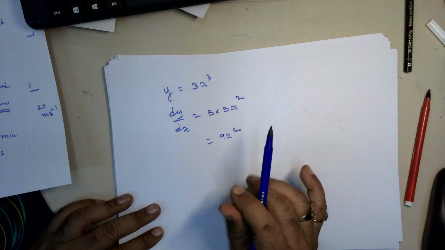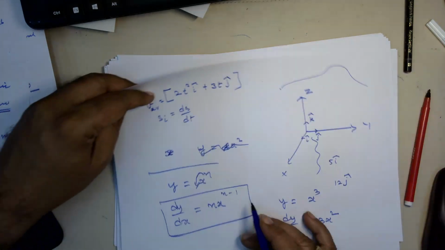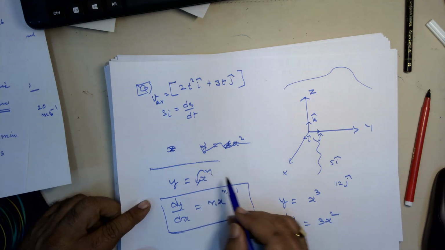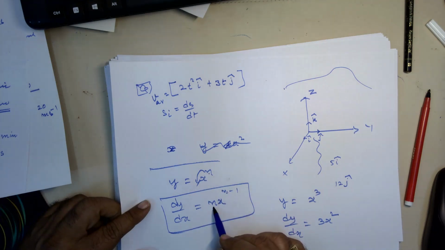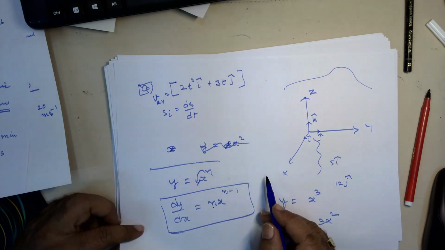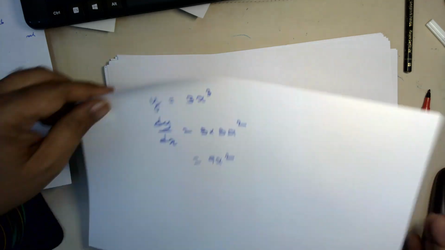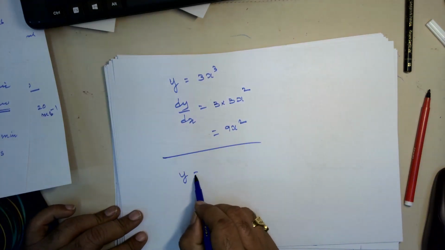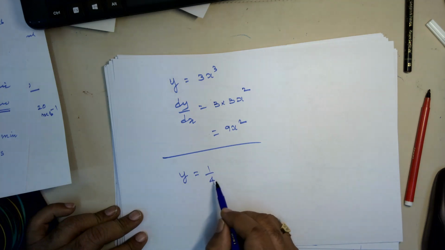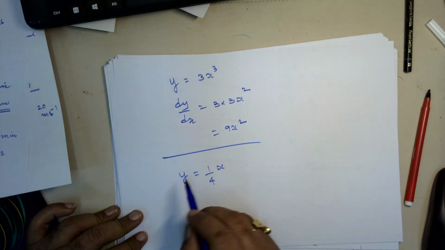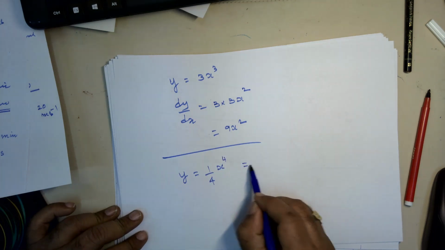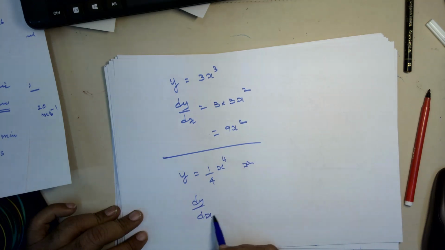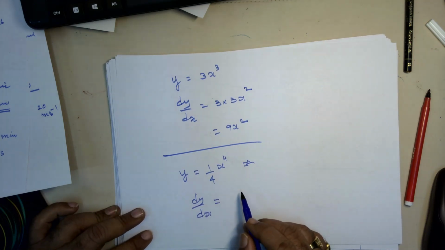So can you repeat what's the formula again? Just apply the formula. y is equal to x power n. So put the n in the coefficient, then put n minus 1. Okay. Now let me give you another sum. y is equal to 1 by 4 x power 4. Now what is the value of dy by dx? Now this time Shanvi, tell me.